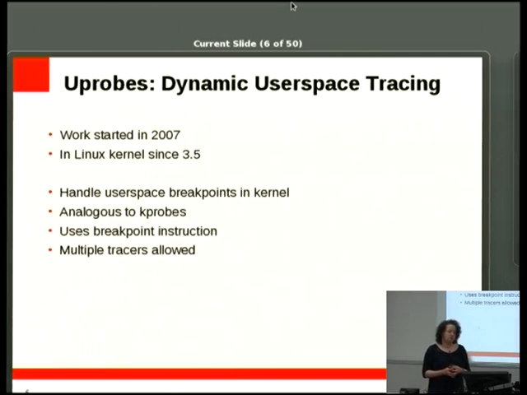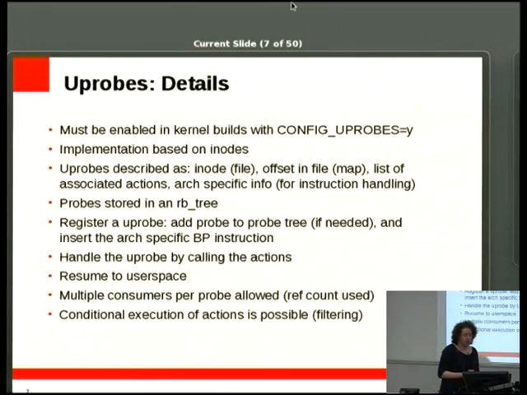And this allows you to probe user space apps, handling breakpoints inside the kernel. So the mechanism is similar to the Kprobes: insert a breakpoint instruction, catch the exception, do whatever you need to do. And you are allowed to have different tracers on the same point. It's not that you just have to have one instance.